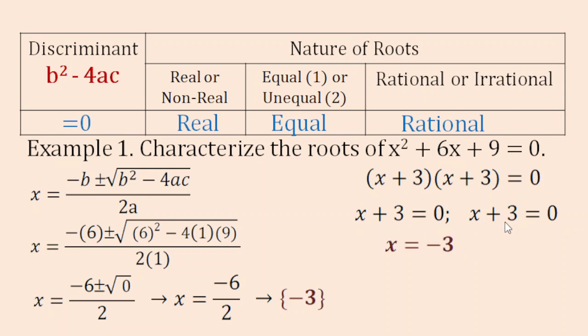And for our second equation, we are also going to subtract 3 from both sides. X equals negative 3 also. So the roots are negative 3 and negative 3. They are equal, but they are the same numbers. So meaning to say, only one real root. Now, why do we say it's rational? It's rational because the square root of 0 is 0, and we don't have radical anymore. So it's rational.